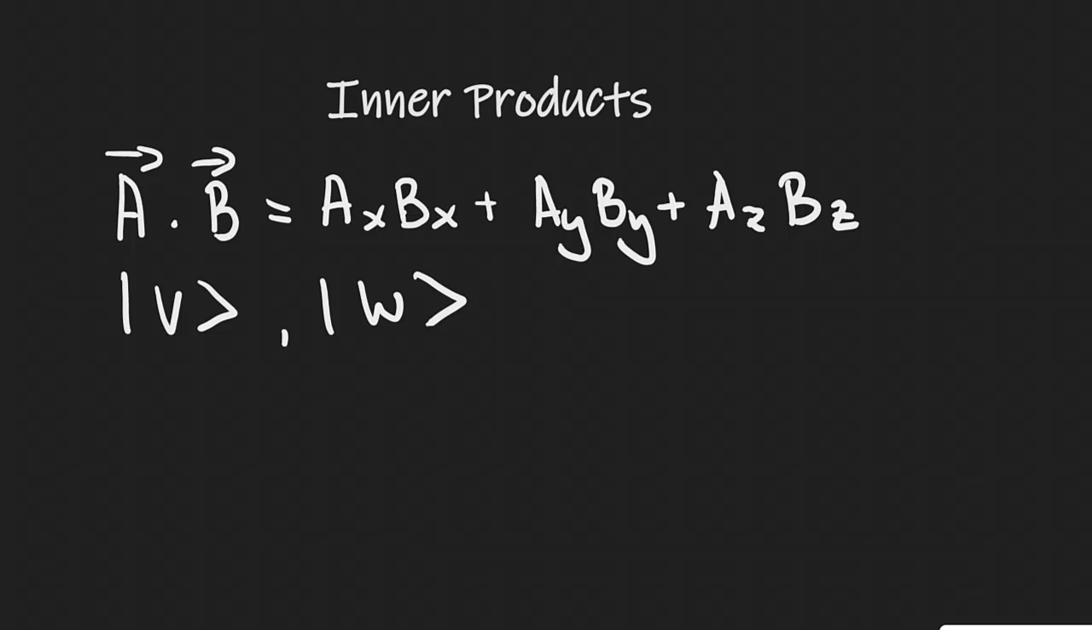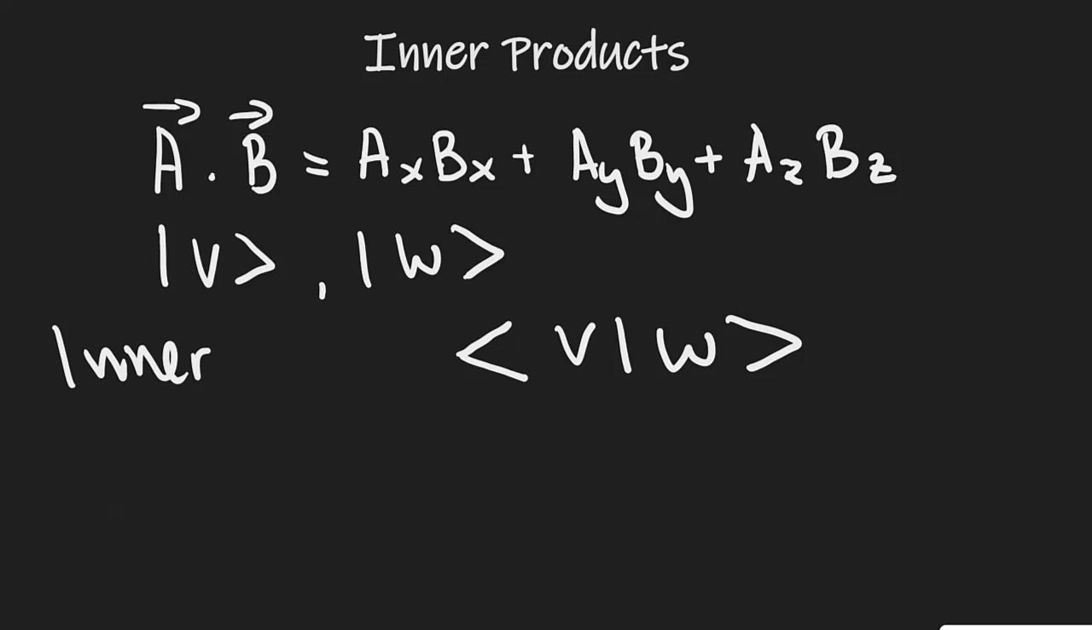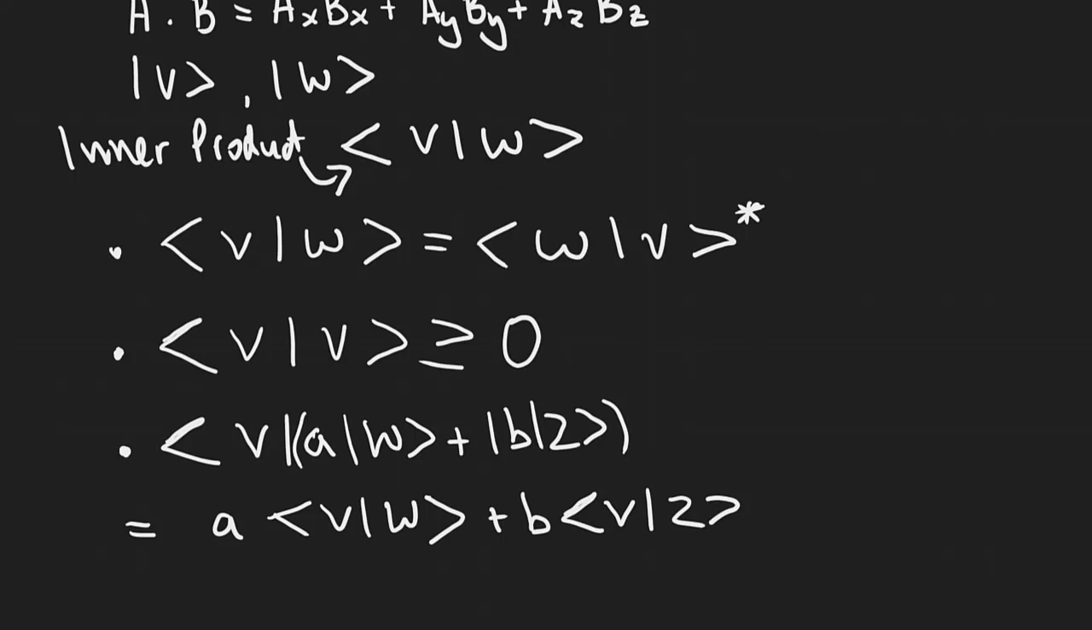Now, the first thing that we need to introduce is the symbol for that. So the inner product between v and w is actually given by the following symbol, like so, in bracket notation. So this here is the inner product.